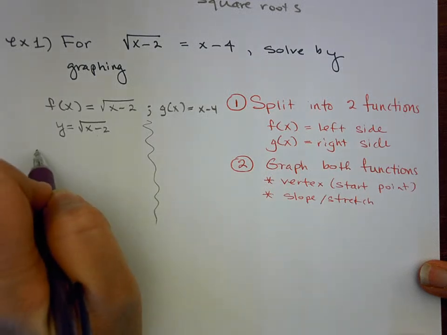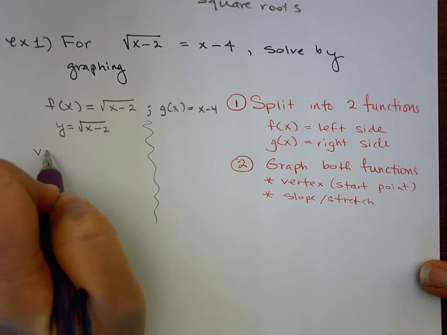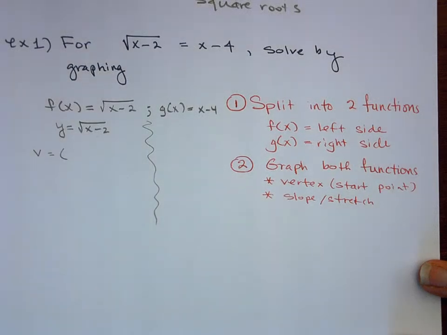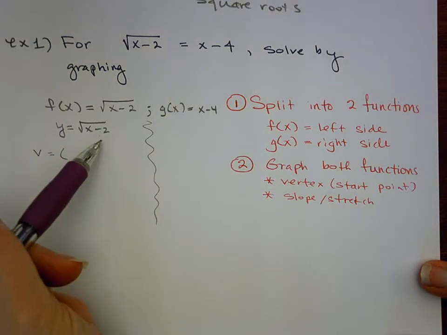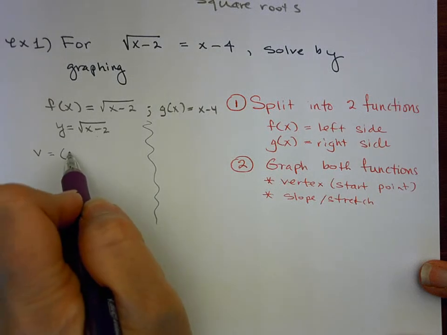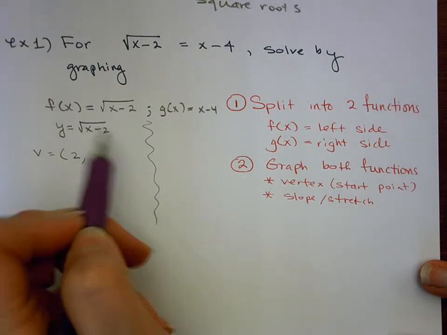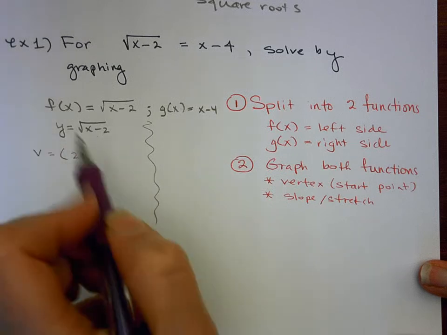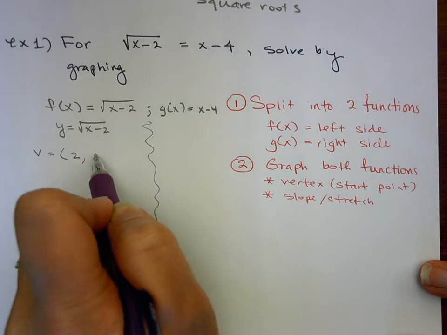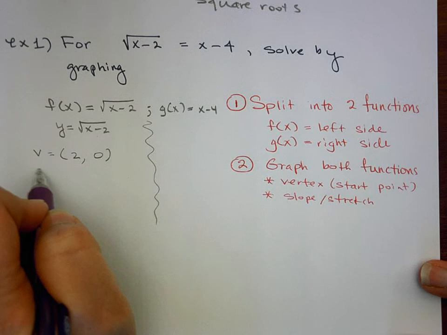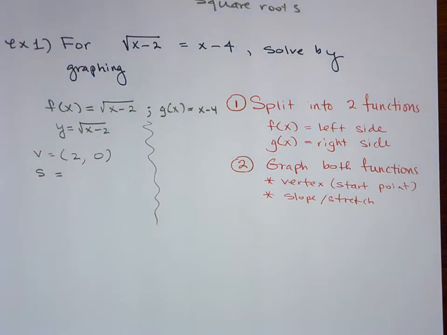Okay, so then let's talk about our vertex. I'm just going to use V for vertex. And then Thea, what's our vertex here? Do we use 2 or negative 2? Yeah, okay, good. And then if there's nothing adding to the y, what do we use for that? 0. Okay. And then I'm going to use S for stretch or slope, however we want to use that.